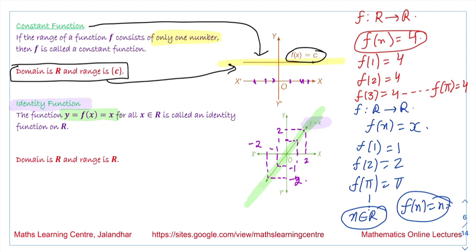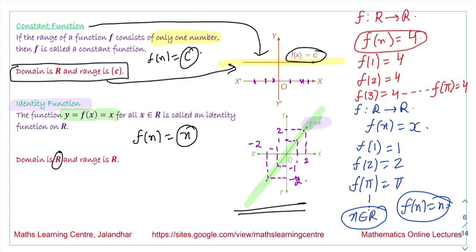All these functions are algebraic functions, because f(x) = c is also a polynomial function, and f(x) = x is also a polynomial function. Now the domain of this identity function is R, and the range of this identity function is R. We are drawing these polynomial functions, these algebraic functions, and we are saying what the domain and range are. How are we getting this?